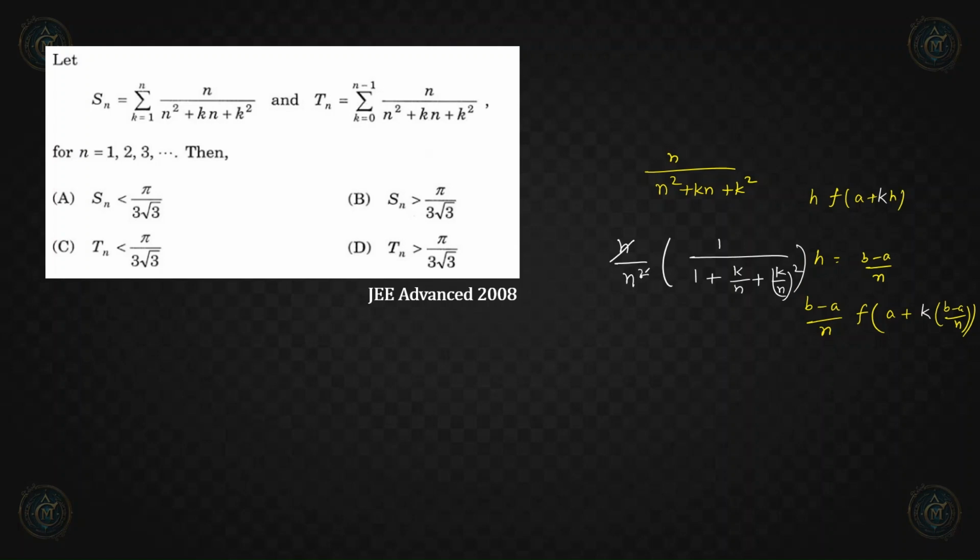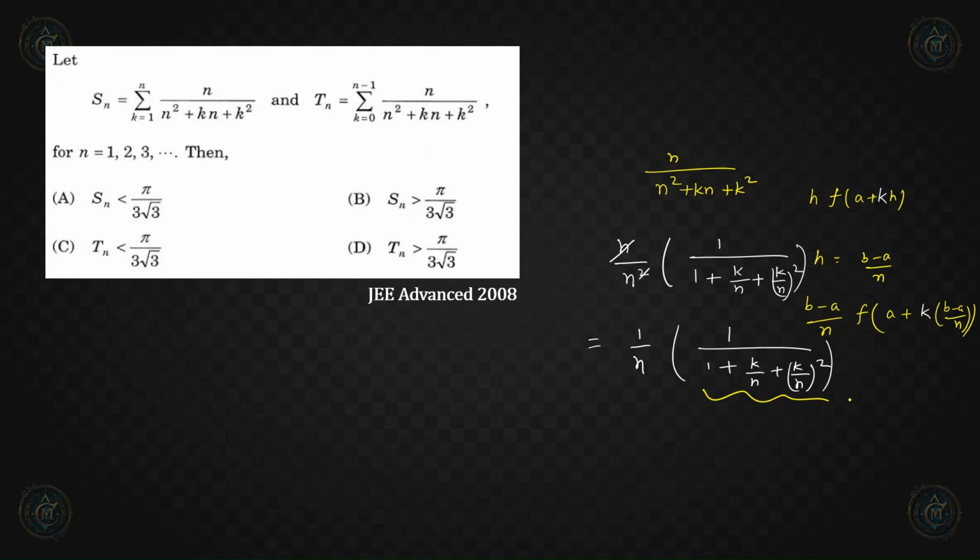Now this thing we can cancel, so this becomes 1 by n times 1 divided by 1 plus k by n plus k by n whole square. Now look at this thing. Inside this bracket, we can say this k by n is generated, right? So k by n is here also and here also, right? So this thing is created.